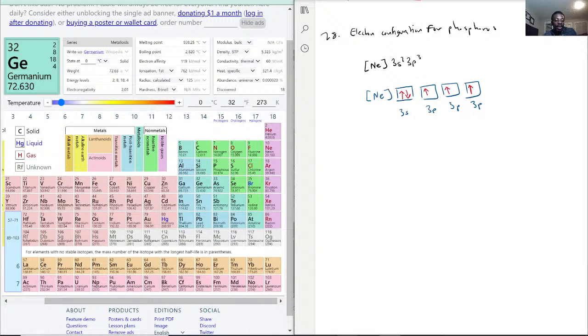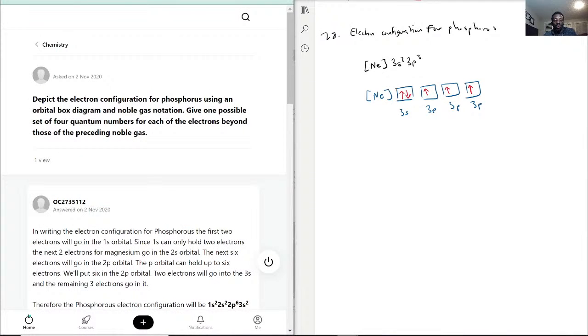Now they're going to ask for one possible set of 4 quantum numbers for each of the electrons beyond those of the preceding noble gas. So it's talking about this row here in terms of the quantum numbers. They want the quantum numbers specifically from this section here. Now let's break down what that means.